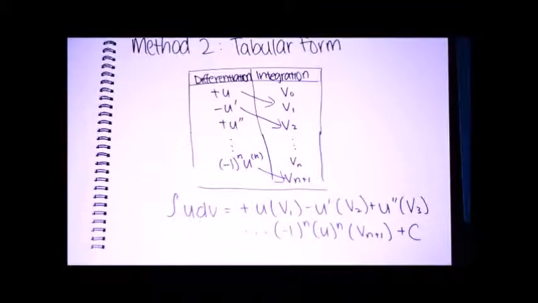Method 2 will be in tabular form, where you draw a table to separate differentiation and integration, where you differentiate u until it equals 0 and you integrate v until it reaches the same row where u equals 0. u has alternating positive and negative signs, and as you can see in the arrows, that is how you multiply them together. Therefore, integration of u dv equals positive u times v1 minus u prime times v2 plus u double prime times v3 and so on, and lastly plus c.